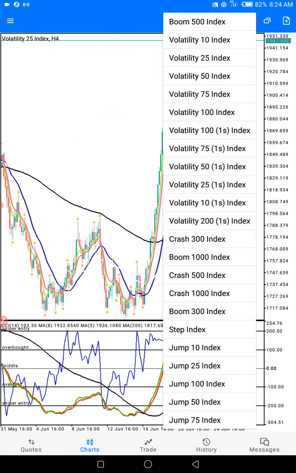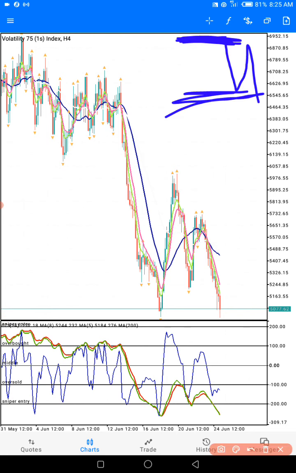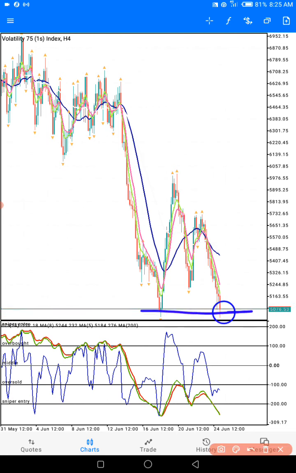Now I want to show us something. Okay, let's look at the VIX 75 1x. For those of us that like trading on the VIX 75 1x, this is how it has been on the higher time frame. It is currently seated on a support level. For those of us that like trading the volatility 75, the market is currently seated on a support level, and this is the higher time frame.